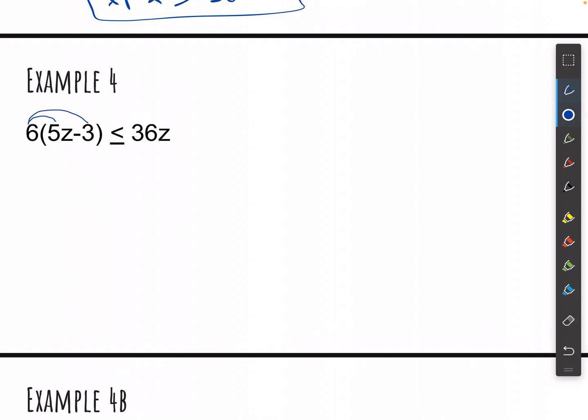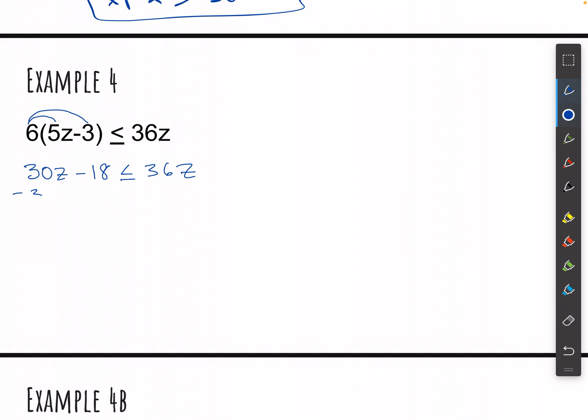So we're going to distribute, then we're going to do exactly what we've been doing. So 6 times 5z is 30z. 6 times negative 3 is negative 18. Okay, it's less than 36z. Now we're going to combine our z's. We want all the z's in one place.